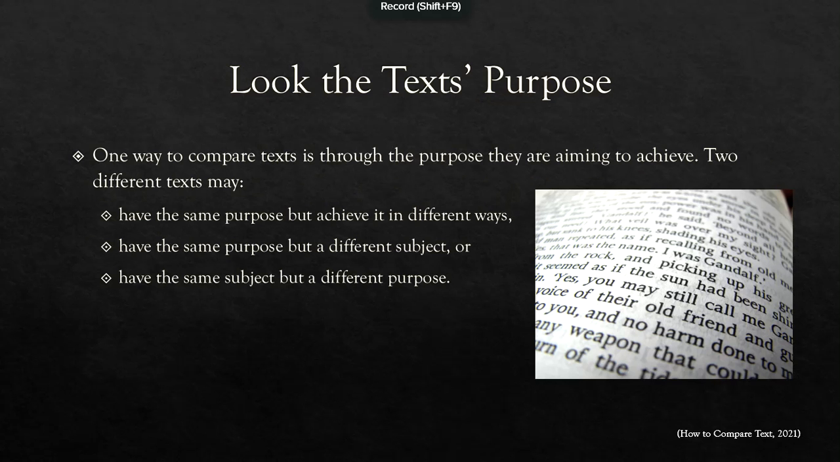When comparing text, we need to look at the text's purpose. One way to compare text is through the purpose that they're aiming to achieve. Two different texts may have the same purpose, but achieve it in different ways. They may have the same purpose but a different subject, or the same subject but a different purpose.